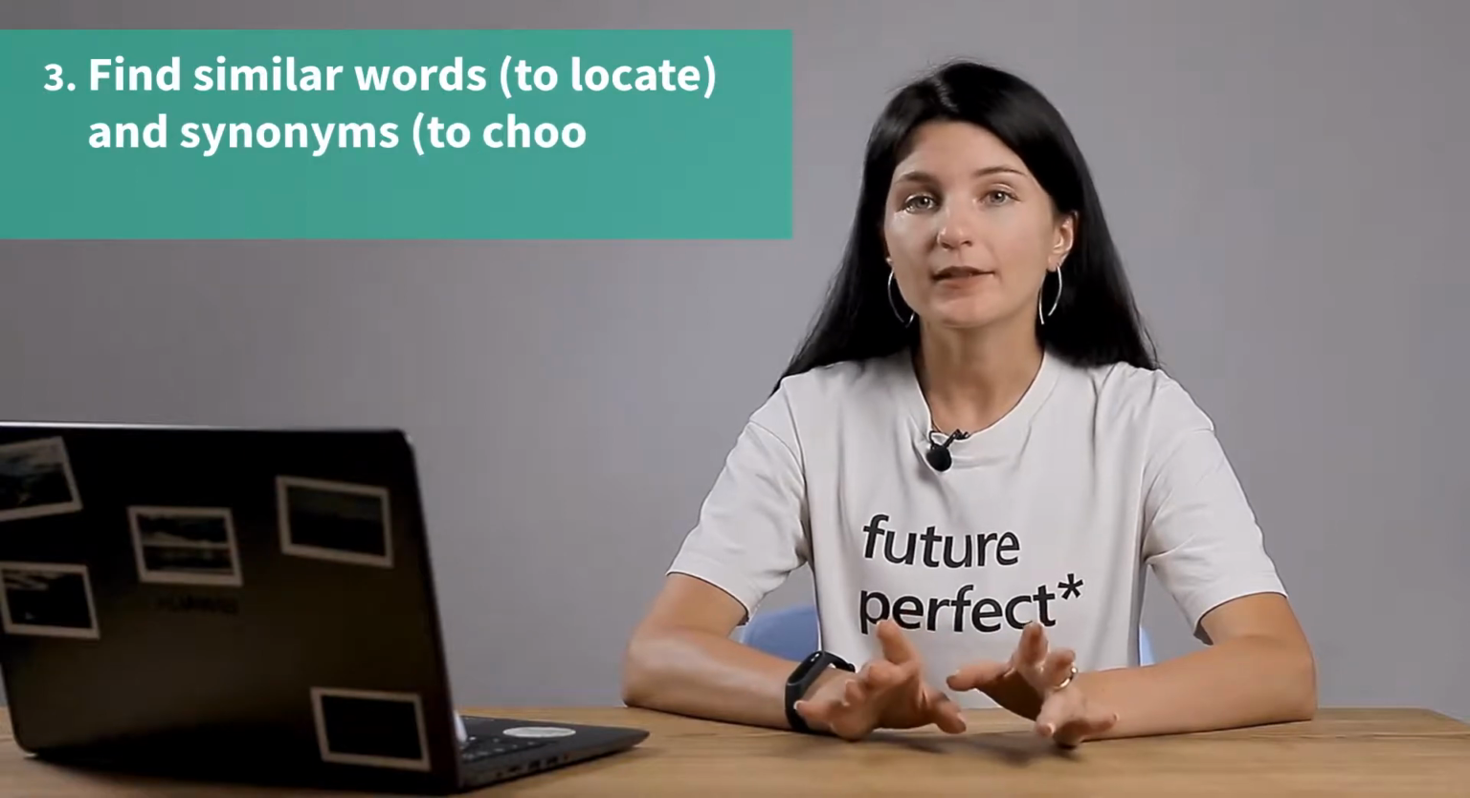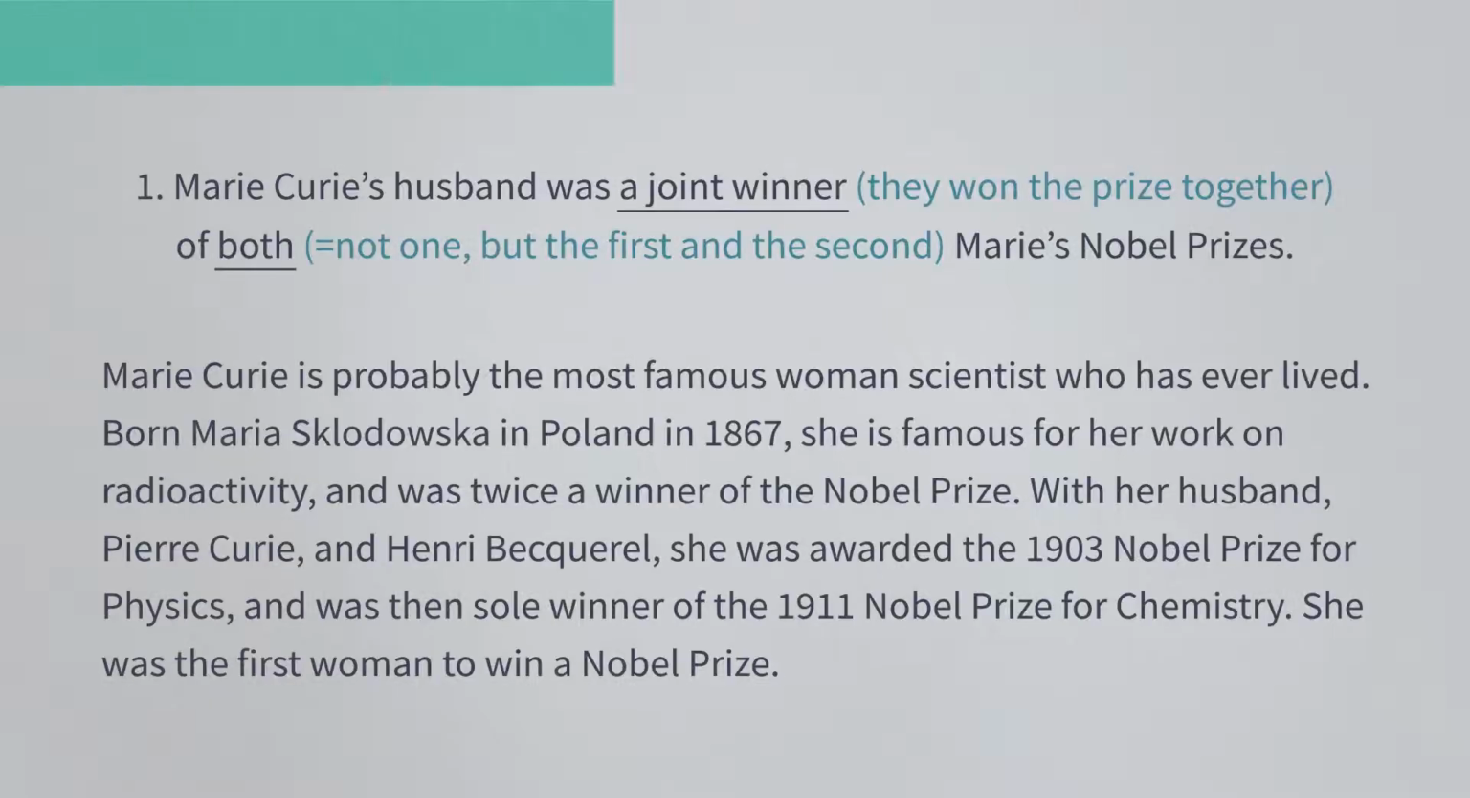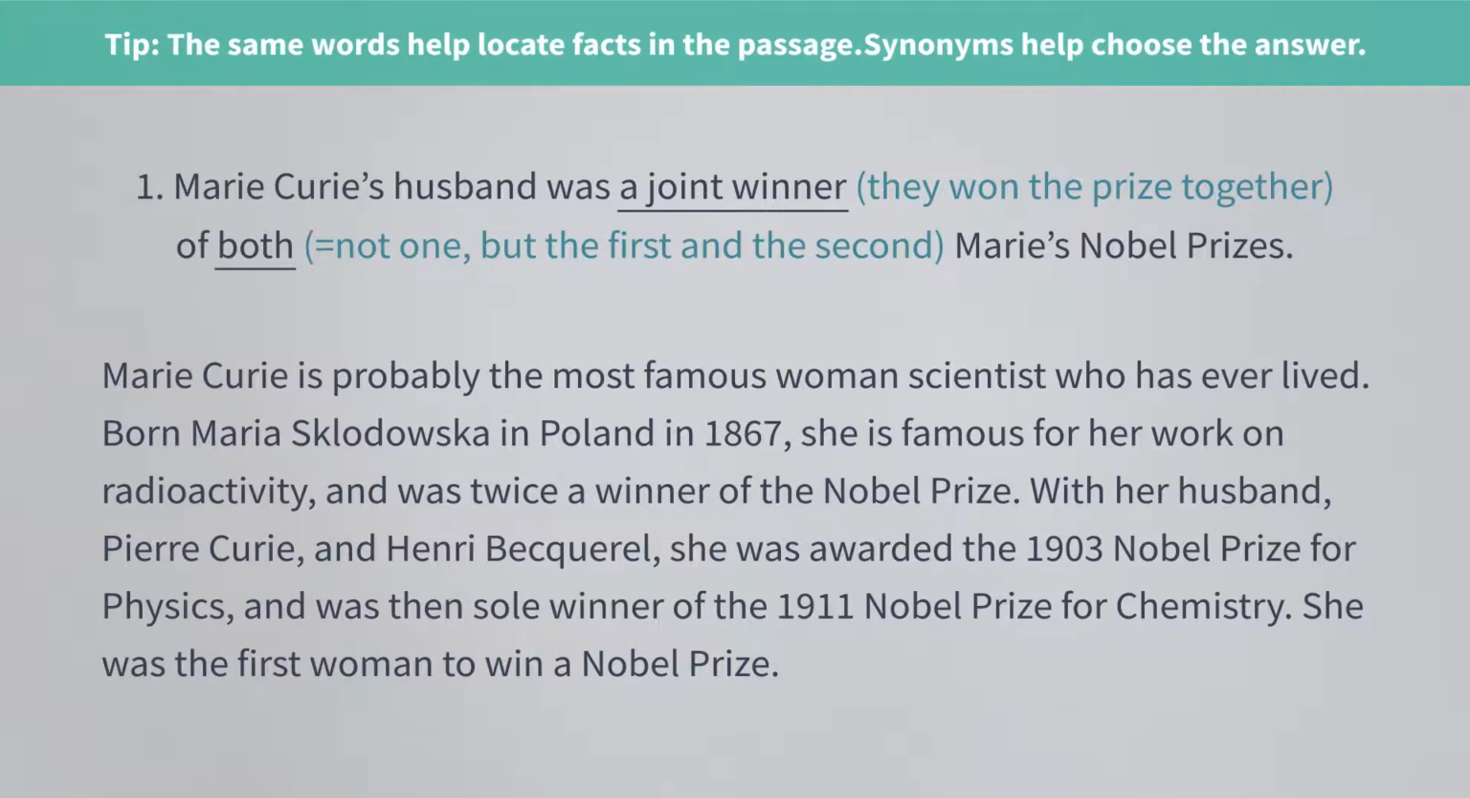Step 3. Find similar words and synonyms in the passage. We use the same words, husband, Nobel Prize, to navigate the passage and find the right place. Then we read more carefully and watch out for the synonyms or the opposite meanings to choose the answer. Here we find that with her husband, she was awarded the 1903 Nobel Prize.